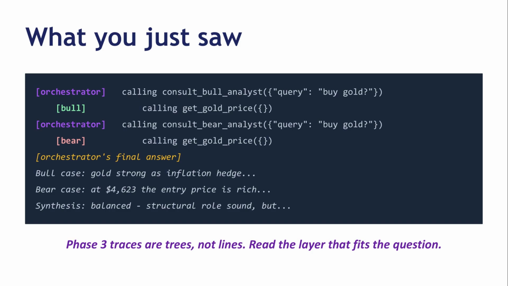This is what auditability looks like in Phase 3. Tutorial 9 produced a flat trace. One agent, a list of tool calls. Phase 3 produces a tree. Each delegation creates a new branch. Reading the right layer for the question you're asking is the new debugging skill.